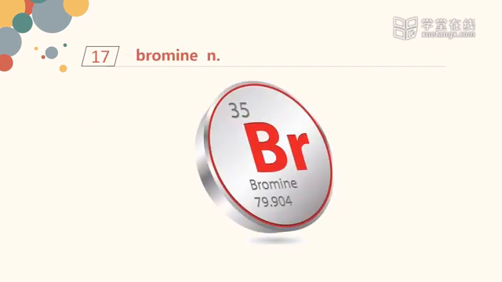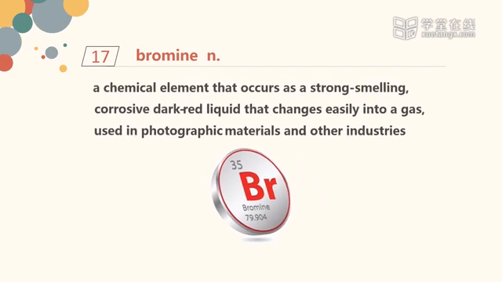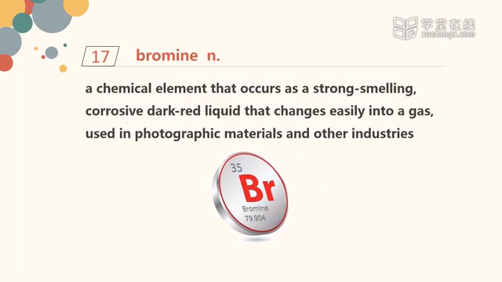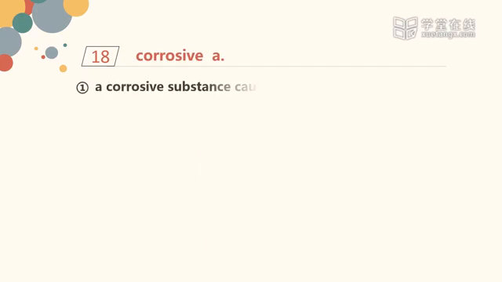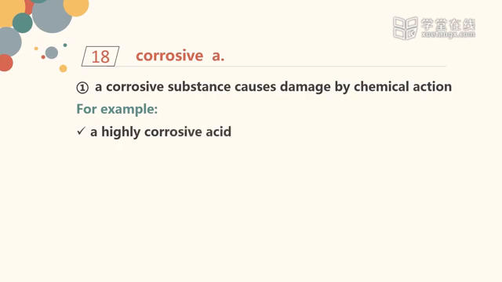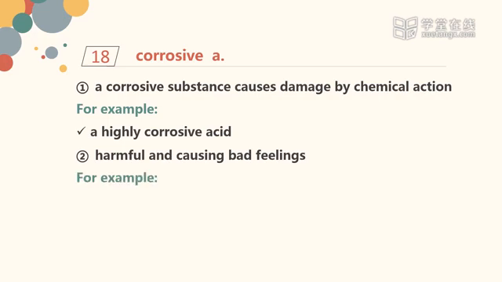Number 17. Bromine, a chemical element that occurs as a strong-smelling, corrosive dark red liquid that changes easily into a gas, used in photographic materials and other industries. Number 18. Corrosive, a corrosive substance causes damage by chemical action. For example, a highly corrosive acid. Harmful and causing bad feelings. For example, the corrosive influence of racism.